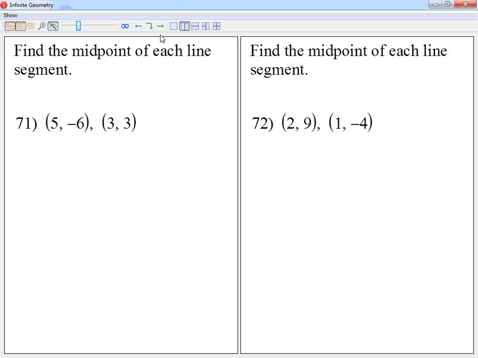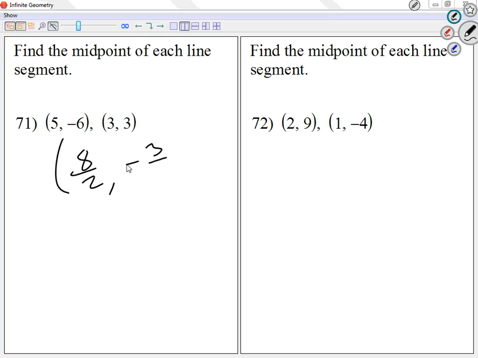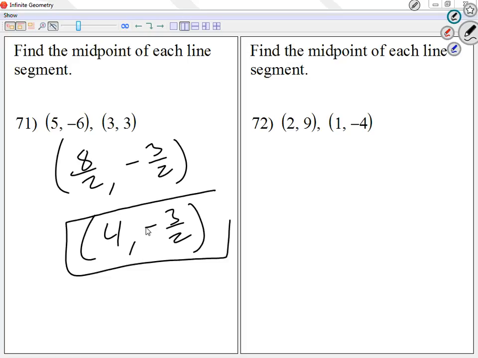The midpoint, for my x value, I'm going to have 8 divided by 2, because I added the x values, right? 8 divided by 2. For the y values, I'm going to have negative 3 over 2. I added the y's, divided by 2, and obviously simplify it if you can. So I'm going to have this as 4, negative 3 over 2. Right? 8 over 2 is 4. So 4 for the x value, negative 3 over 2 for the y.